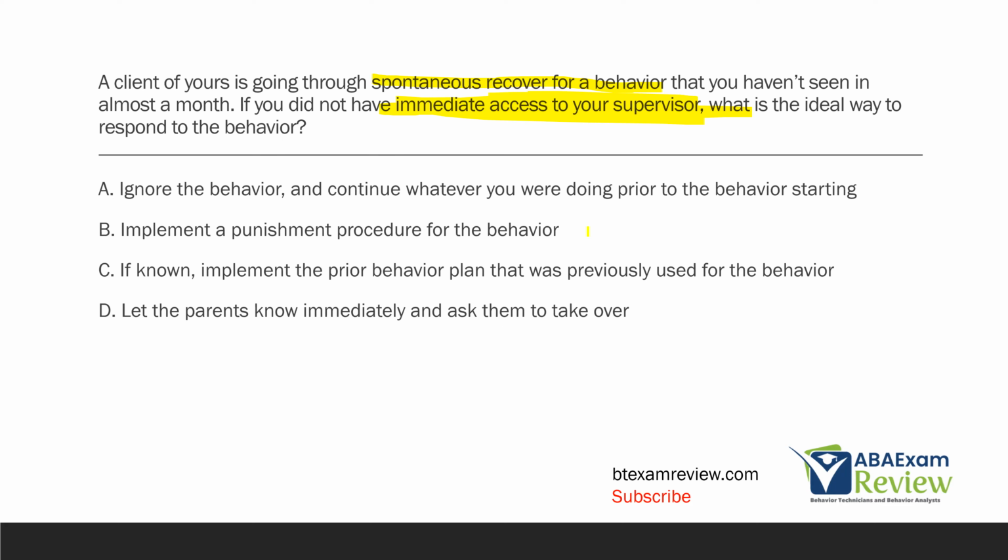D, let the parents know immediately and ask them to take over. No, it's your responsibility here. No, you should be letting your supervisor know as soon as possible about spontaneous recovery, but in the moment, you have to take action. And in the moment, you need to implement the prior behavior plan that was previously used for the behavior.